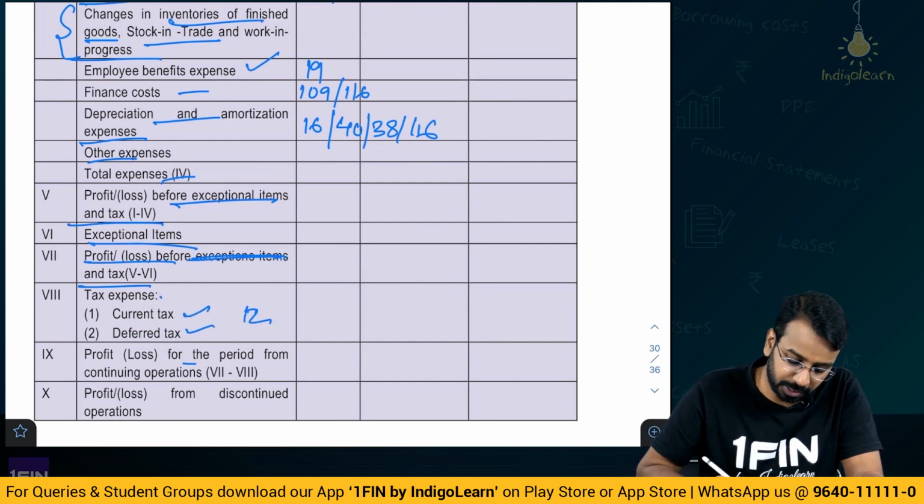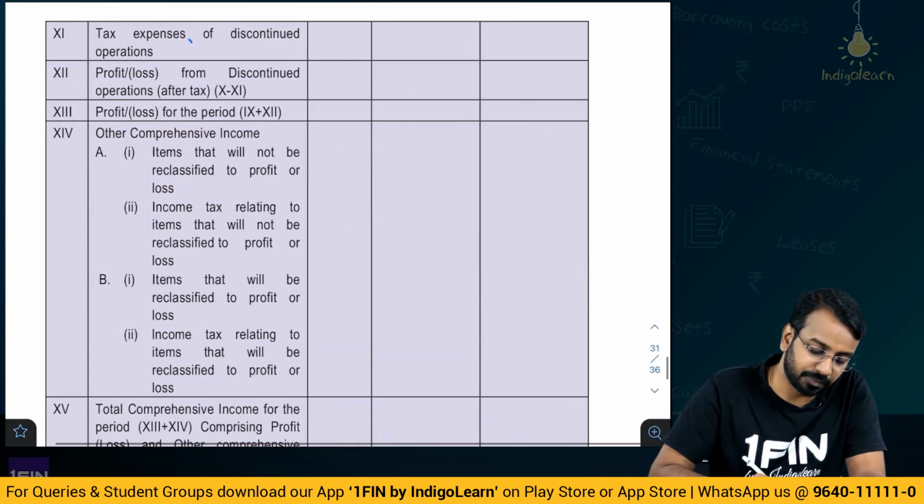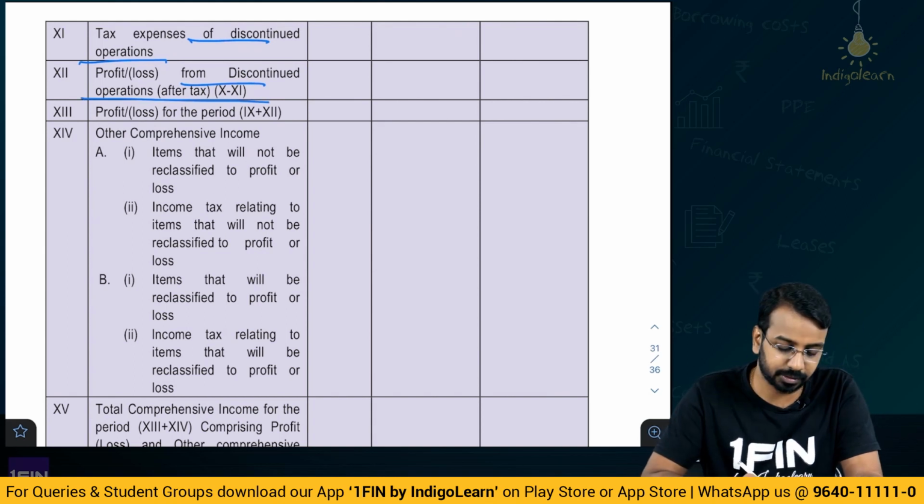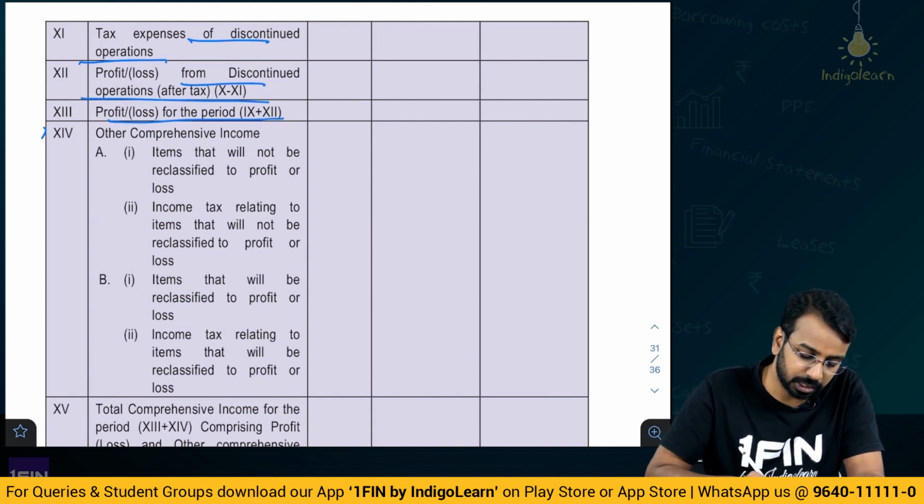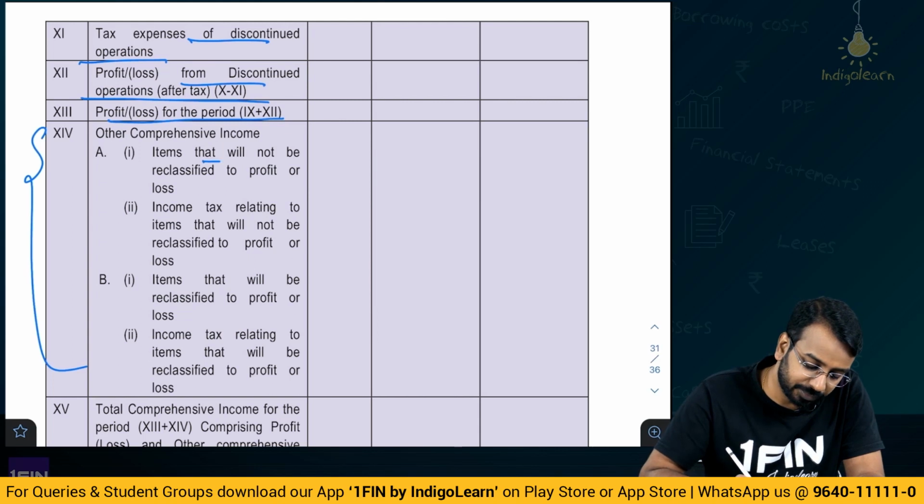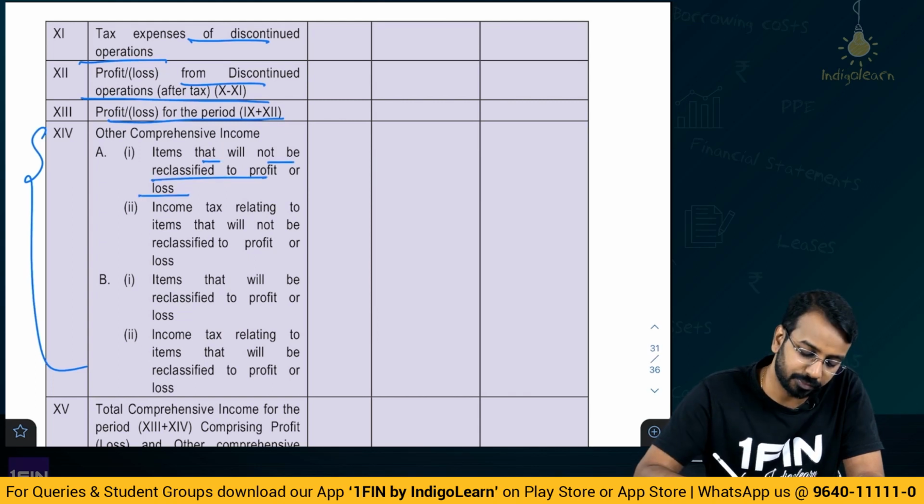Then profit or loss for the period from continuing operation, profit or loss from discontinued operation, tax expense of discontinued operation, profit or loss from discontinued operation after tax, then profit or loss for the period, then other comprehensive income. Items that will not be reclassified to P&L, so you have to disclose separately, income tax relating to these.